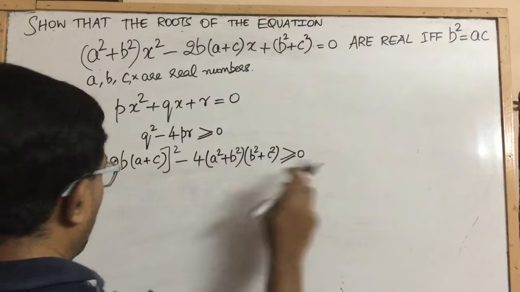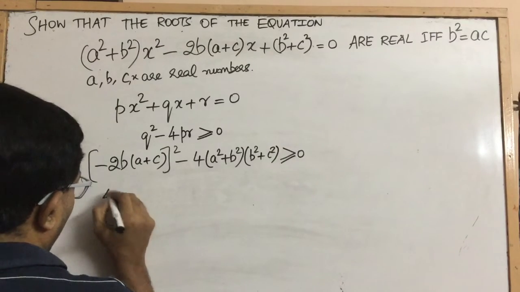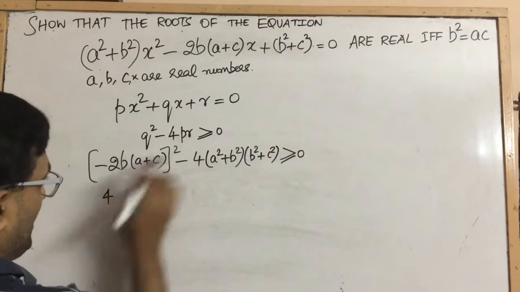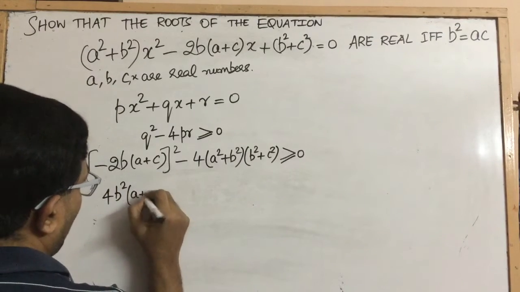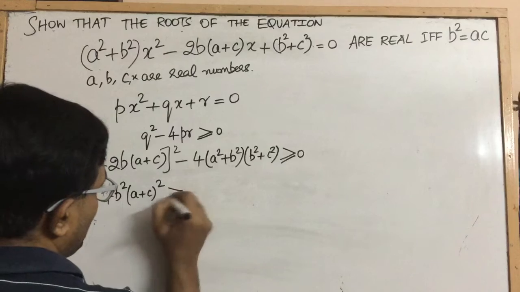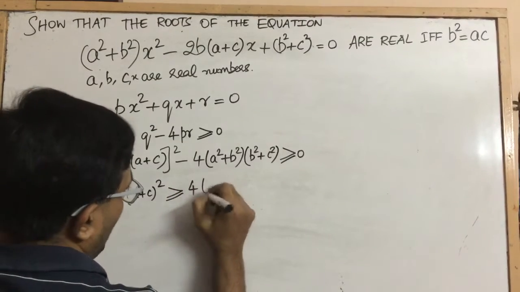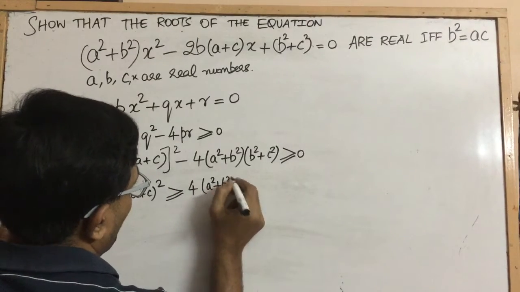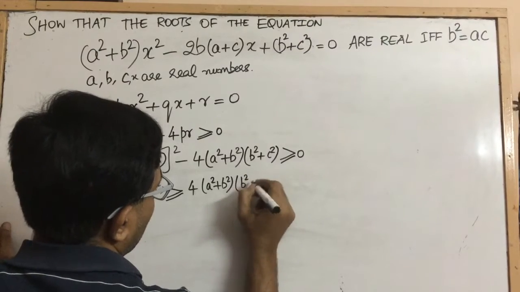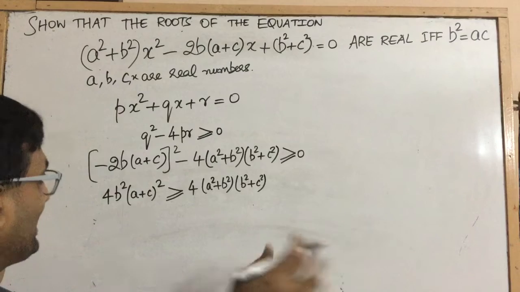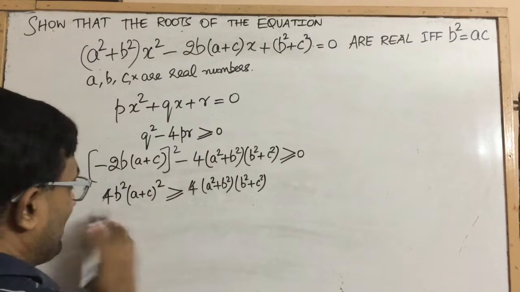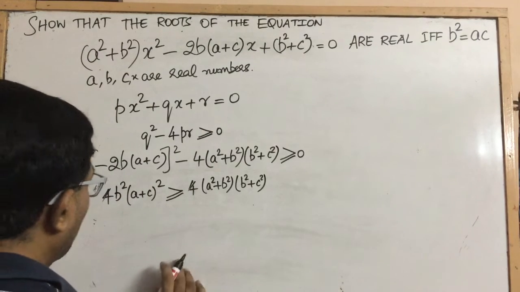Now we can expand this. Minus 2 to the whole squared is just plus 4 b squared into (a plus c) the whole squared. This needs to be greater than or equal to 4 times (a squared plus b squared) into (b squared plus c squared). Now we can divide both sides of this inequality by 4. Nothing changes, it's just a positive number.